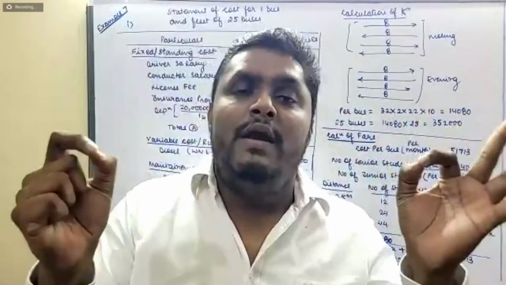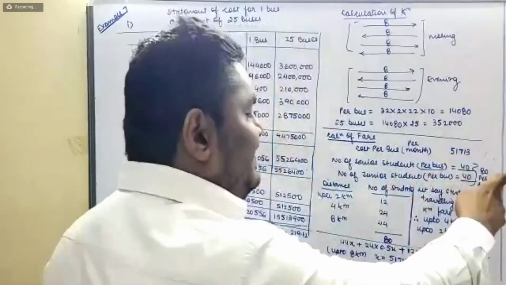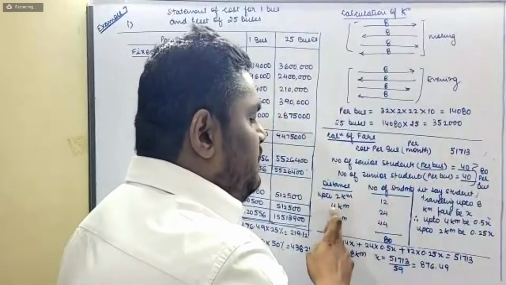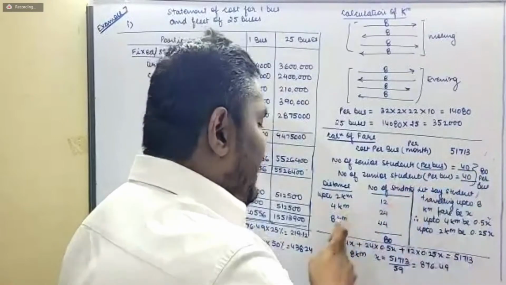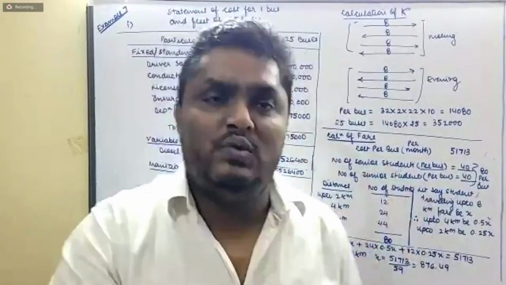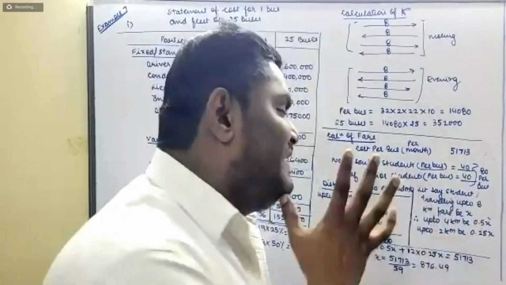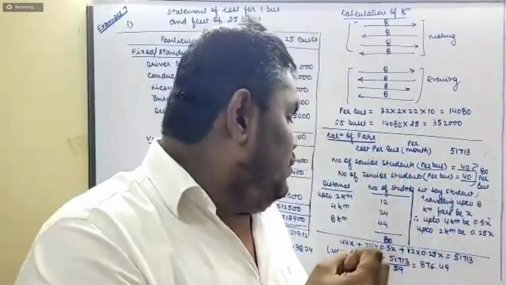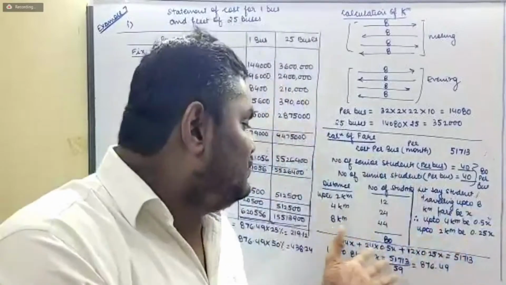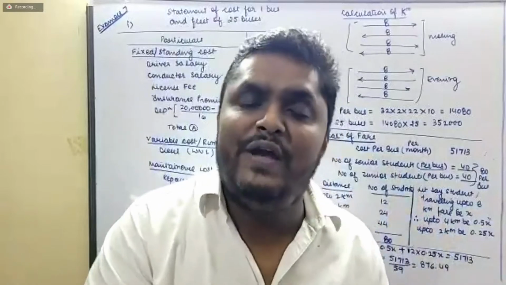The total number of students a bus is catering is 80 students. Of these 80 students, the students traveling up to 2 kilometers are 12, up to 4 kilometers are 24, and up to 8 kilometers are 44. So this is the breakup of 80 students. Now for the students traveling up to 8 kilometers, let's say the fare is X. So the students traveling up to 4 kilometers, their fare will be 0.5x, and the students who are traveling up to 2 kilometers, their fare will be 0.25x.